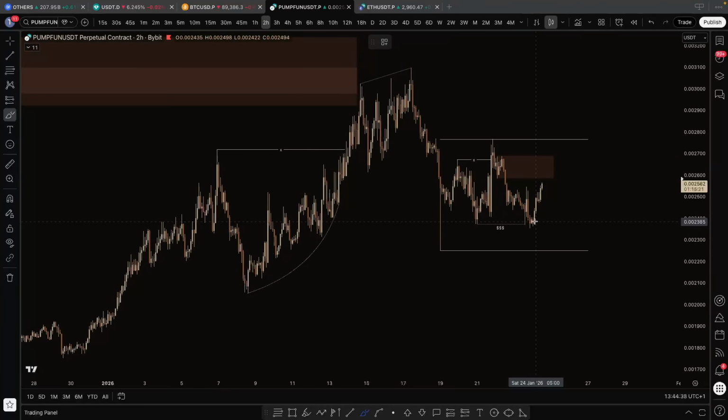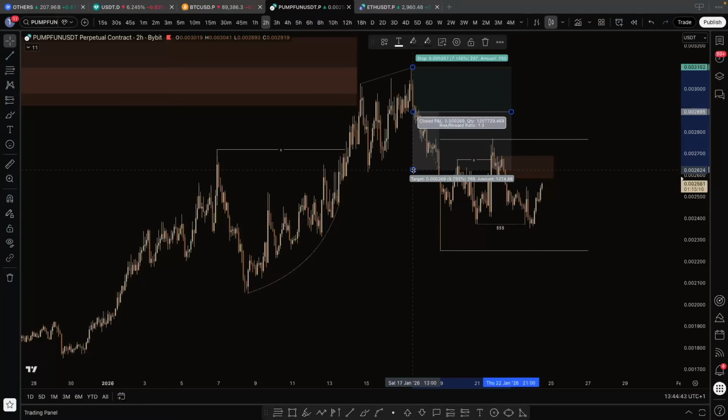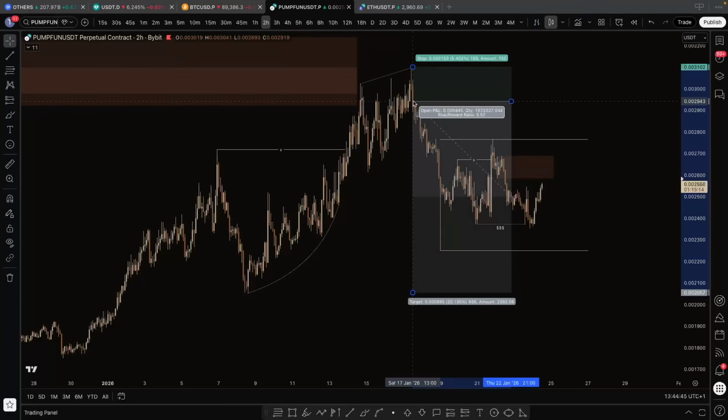Took some more take profit right there. We had a short from there all the way lower. So this is the final target of the short.